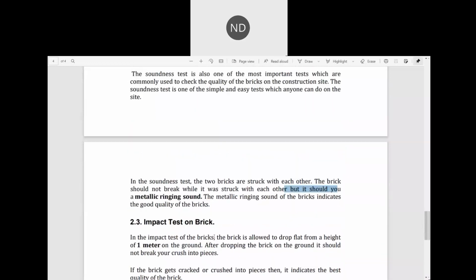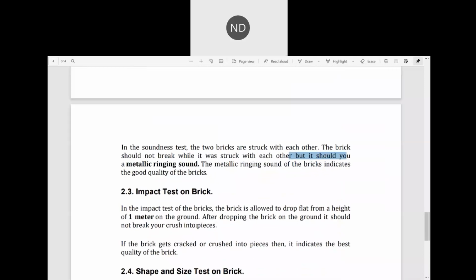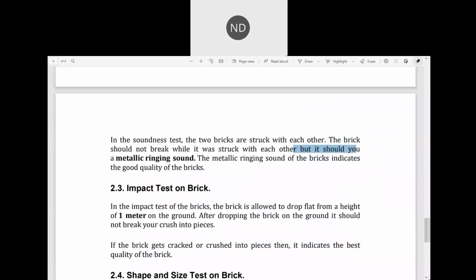Now another one is the impact test. In the impact test of the bricks, the brick is allowed to drop flat from a height of 1 meter onto the ground. After dropping the brick on the ground, it should not break or crush into pieces. If the brick gets cracked or crushed into pieces, then it indicates the best quality of the brick.